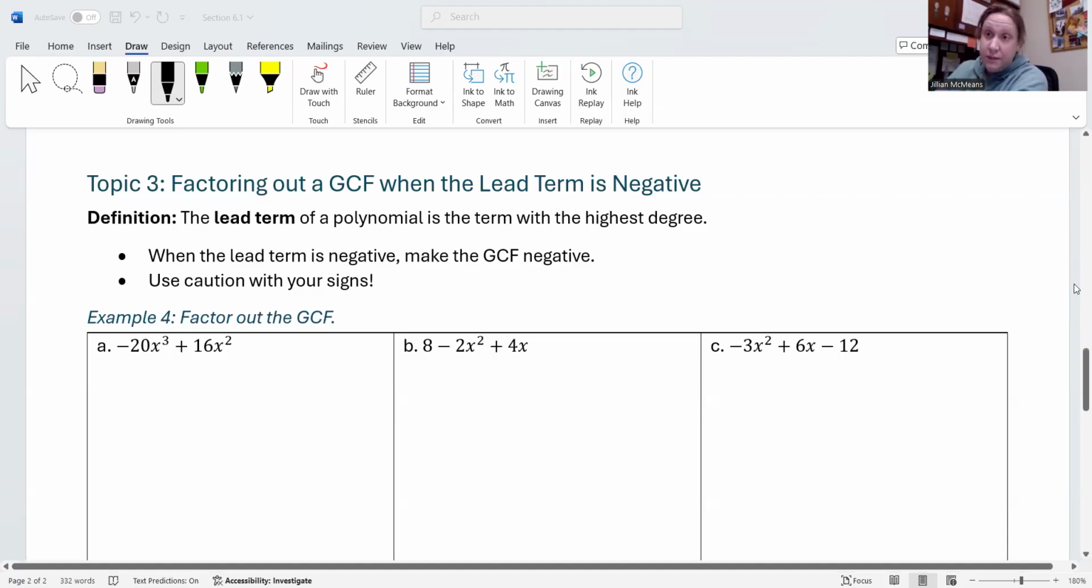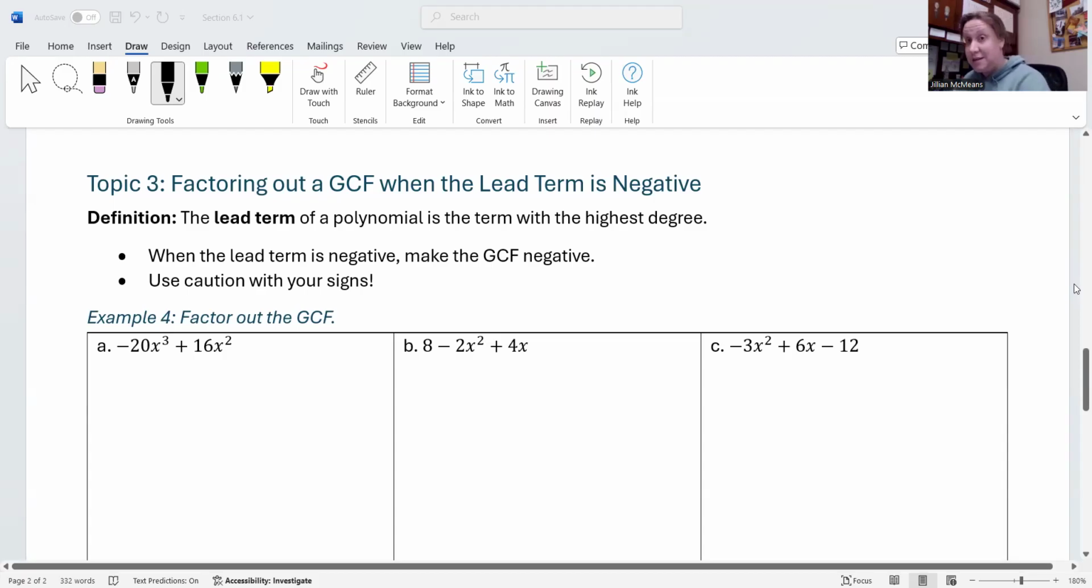with the highest degree. So if you look at each individual term, if there's a single variable, you just look at the exponent of the variable. Constants always have a degree of 0. If you have multiple variables in individual terms, you do the sum of the exponents, okay? So make sure you remember how to find the degree of individual terms and basically the degree of the polynomial. So the term with the highest degree, that's the lead term.